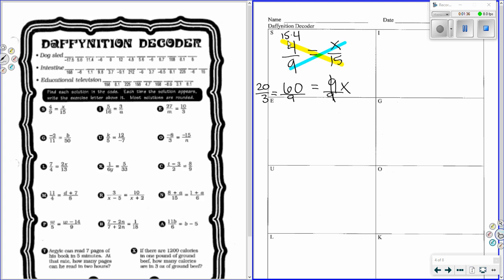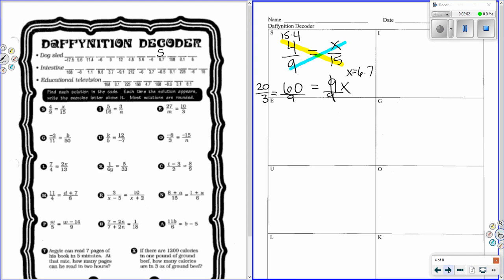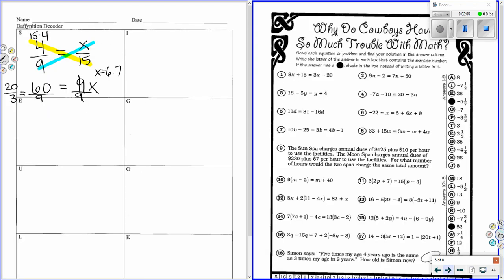If you notice up here, most of these are in decimals. So 20 divided by 3 is 6.6 repeating, but we'll go ahead and round that to 6.7. So we'll say x equals 6.7. We're going to come up here and write an S where the 6.7 is. All right, so now let's try letter R.